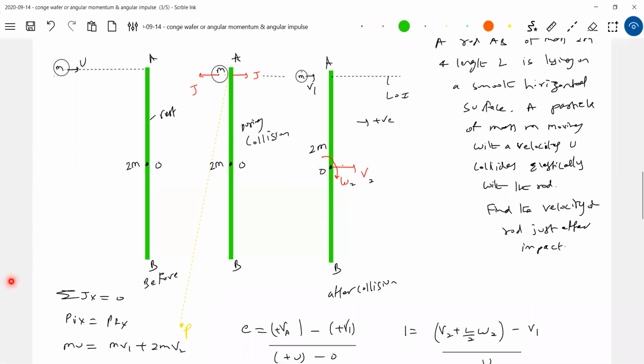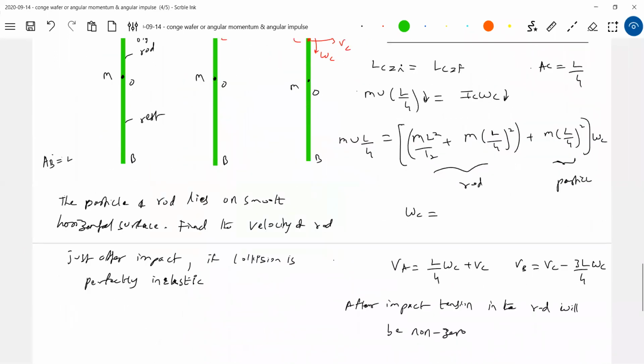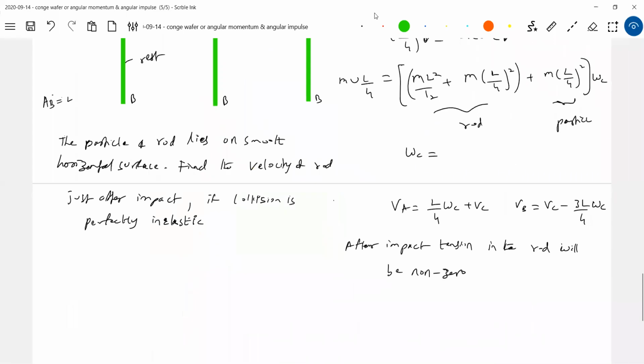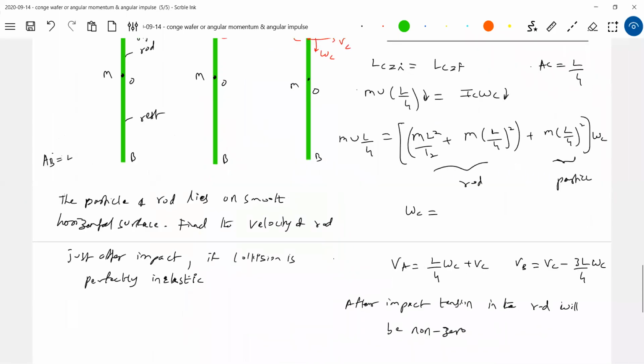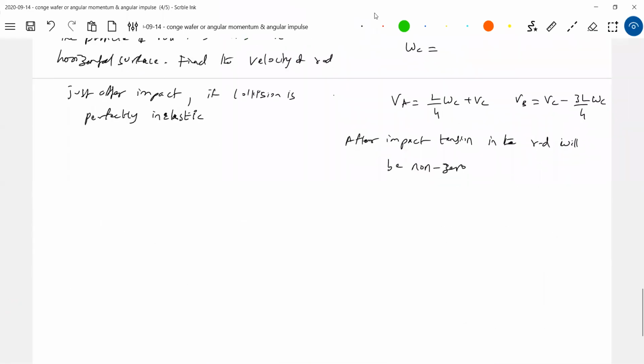So after collision, as the rod is rotating, due to centrifugal force there will be tension. Why will this tension be there? Due to the radial outward force. Now, is there any point on the rod which will be at rest? Instantaneous rest. Yes, it can be there also. Then how to calculate that point?